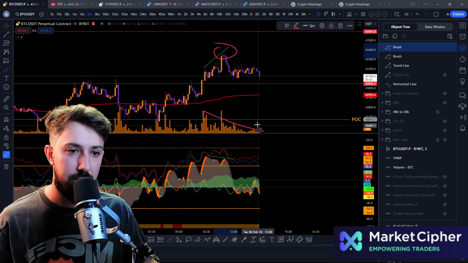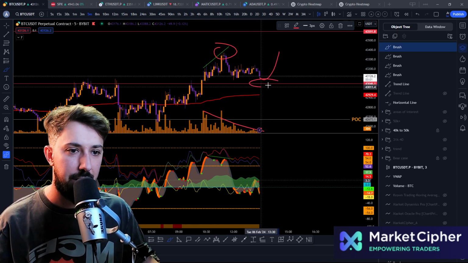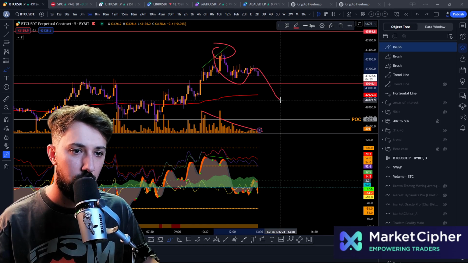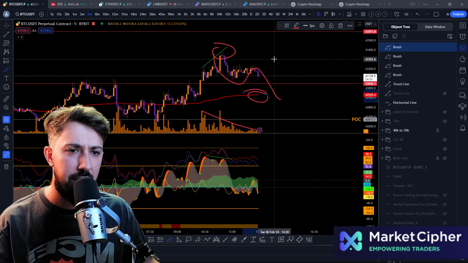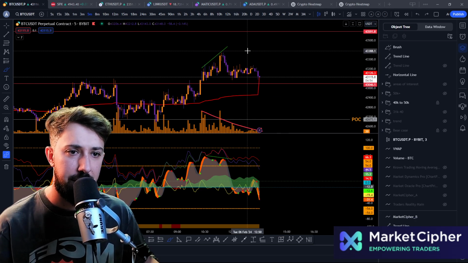So if volume's going to pick up, it's going to have to push off of this key level of support, or we're continuing to roll down and coming back to the VWAP, okay? It's understanding market structure. It's understanding what's in front of you.